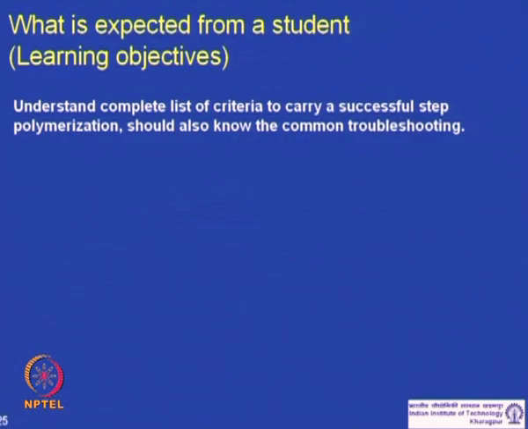If you want to work in the lab or if you join the industry, you should be able to know what are the complete list of criteria we have gone through in the last lecture to carry out a successful step polymerization. And in case, following all the normal process, normal directions, if you do not build high molecular weight, what are the first things to look for, what is the common troubleshooting you should first look for, that also you should know and have a grasp of by this time.